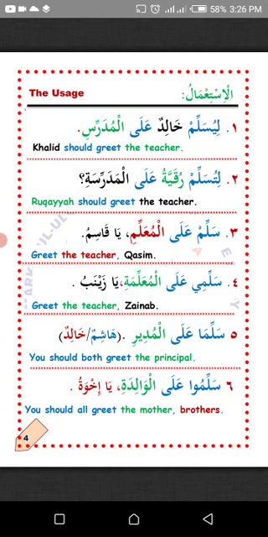Sitta, number 6. You should all greet the mother, brothers. La'alaka fahimt? I hope you understand. MashaAllah.